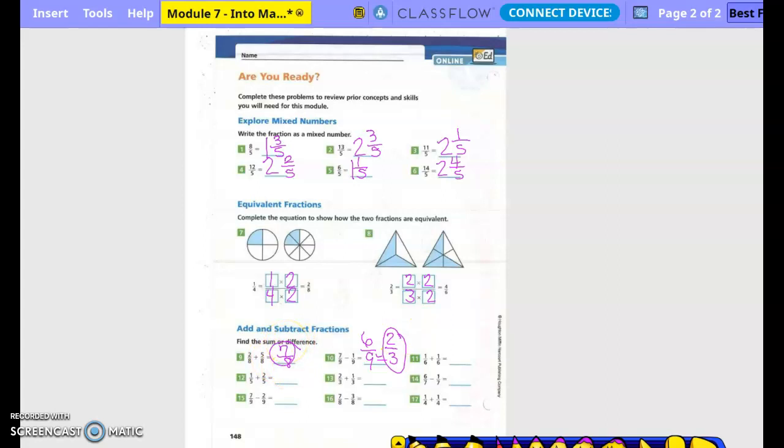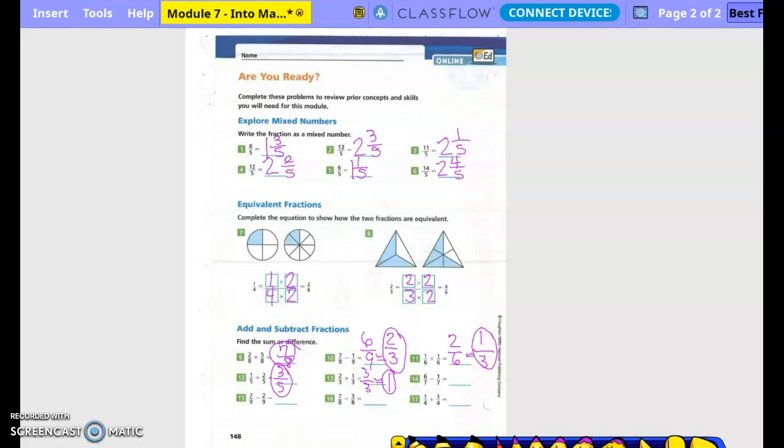Okay. 1/6 plus 1/6 is 2/6. What goes into both 2 and 6? 2. 2 goes into 2 once. 2 goes into 6 three times. So 1/3. 1/5 plus 2/5 is 3/5. Is that simplified? Yep. 2/3 plus 1/3 is 3/3, which equals 1.